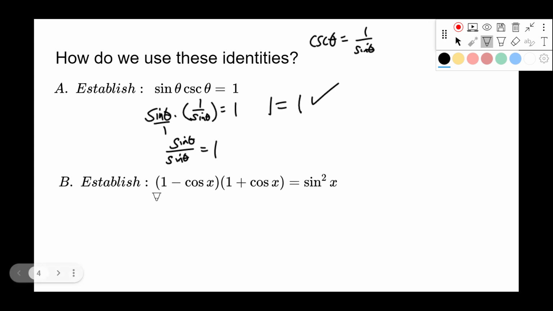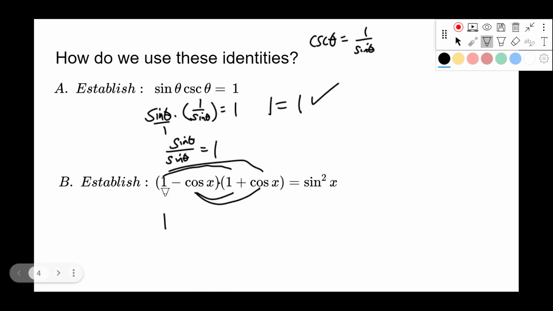In letter B, I want you to establish that 1 minus cosine x times 1 plus cosine x is equal to sine squared x. Well, this looks a little bit more complicated. I mean, it has cosine in it on the left side, but the right-hand side doesn't even have cosine. It has sine. So, we're going to look to do something algebraic. Let's see what we can do. Well, we can multiply. So let's multiply because we have nothing else to do. And again, we're going to be practicing these a lot as we go forward.